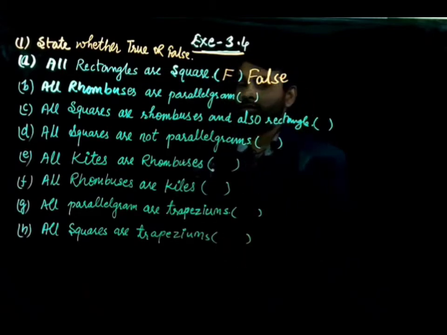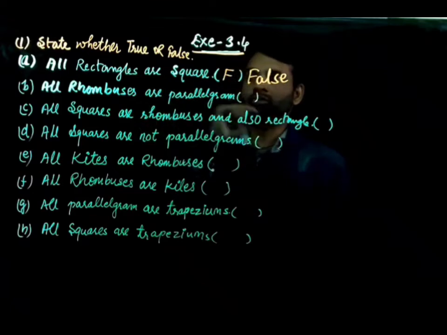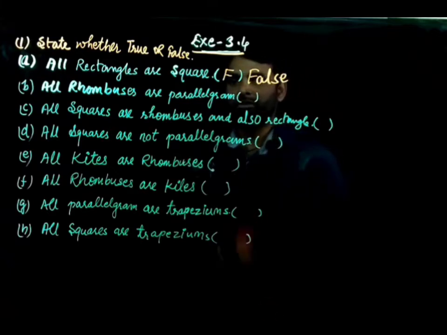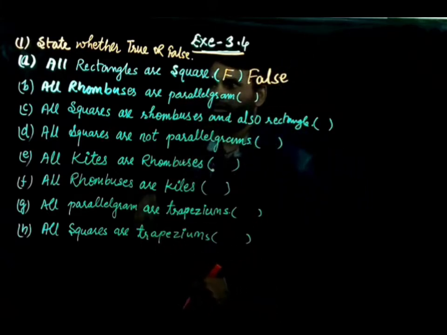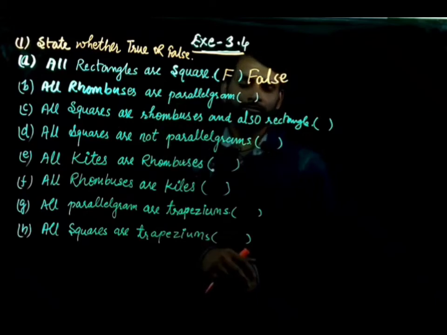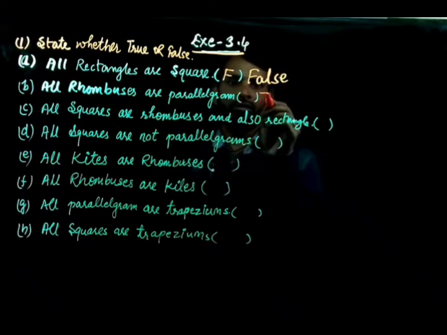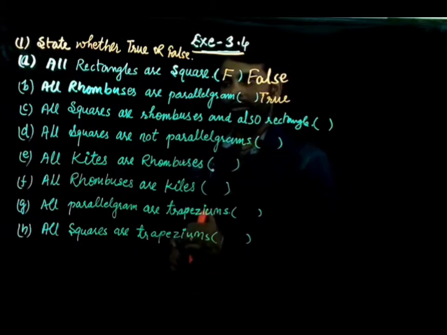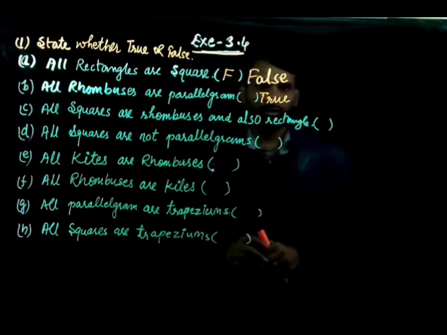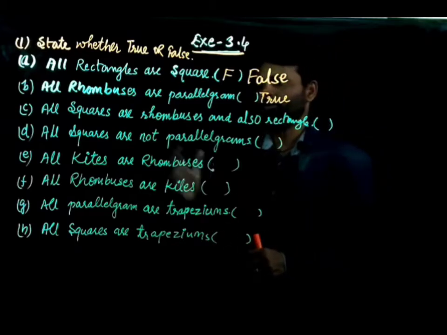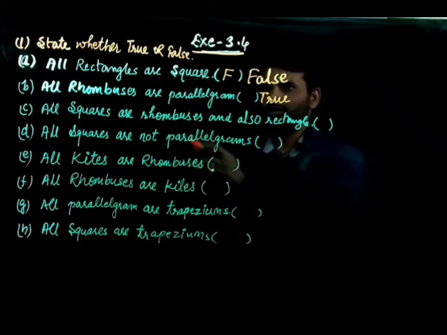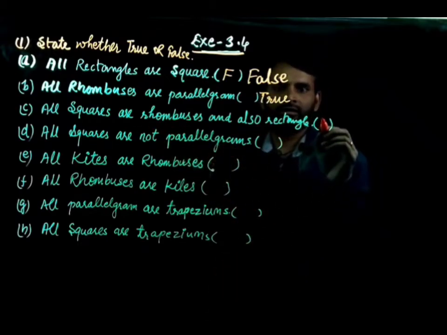This is false because a rectangle's property is the opposite: all sides are not equal, but a square has all sides equal. Second, all rhombuses are parallelograms is true, because the pair of parallel sides are equal. And third, all squares are rhombuses and also rectangles is true.